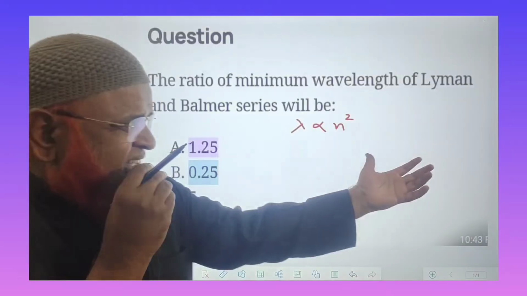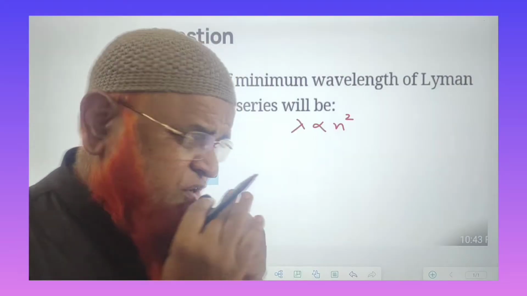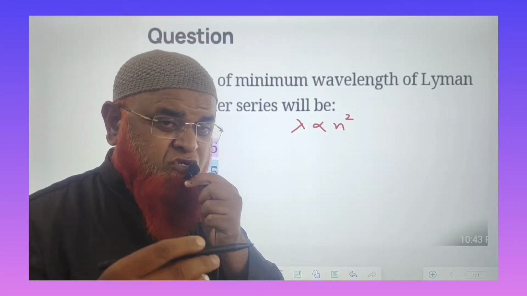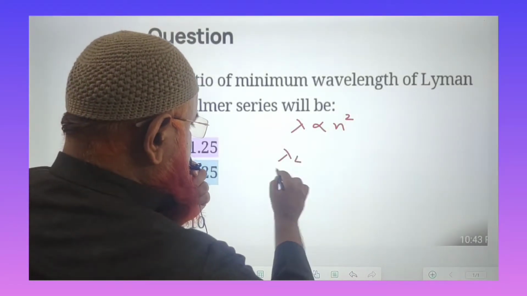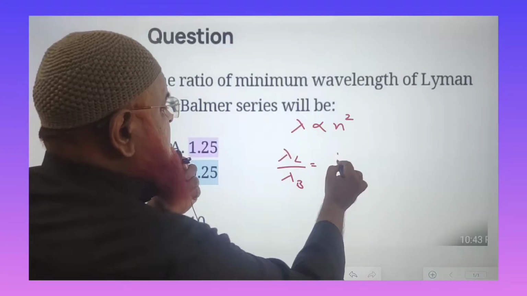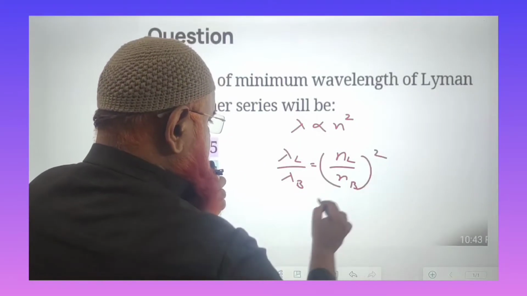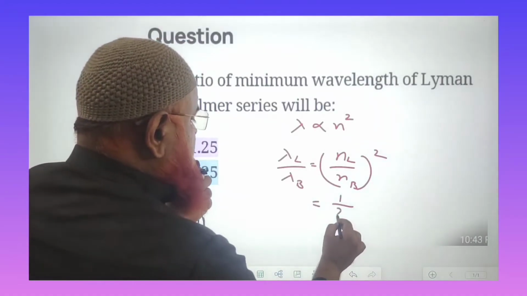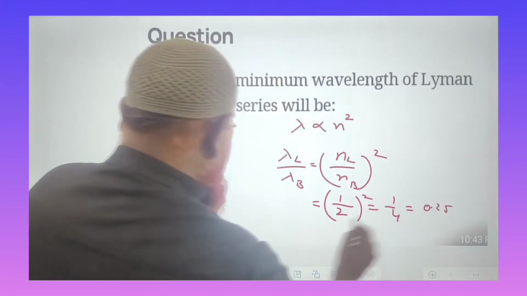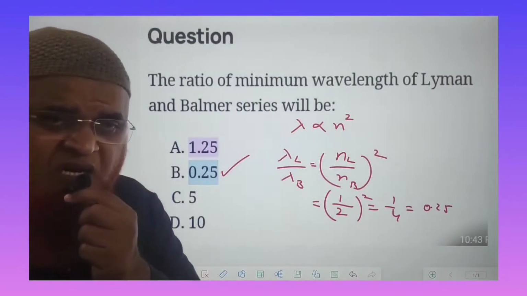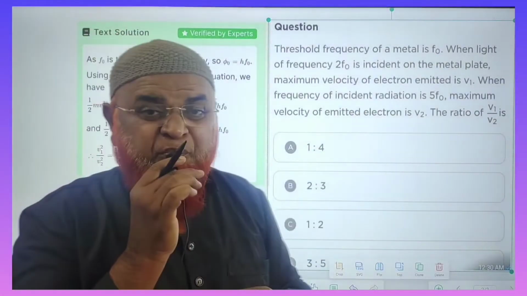Students, see the lengthy methods given in the books. This is not at all necessary. I've got a simple shortcut for you. Wavelength is directly proportional to square of principal quantum number. You can just see wavelength of Lyman series to that of Balmer series is principal quantum number of Lyman to principal quantum number of Balmer whole square. So Lyman is 1, Balmer is 2, which is whole square 1 by 4, which is 0.25. This is your simple shortcut instead of using these lengthy methods. Okay, students, see the question asked in previous years.